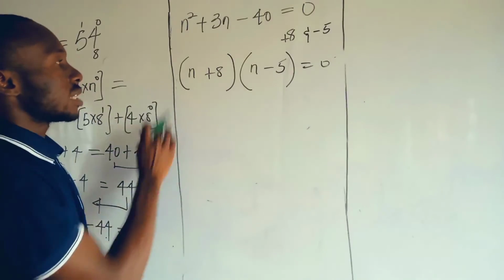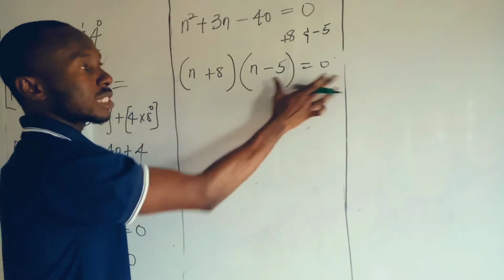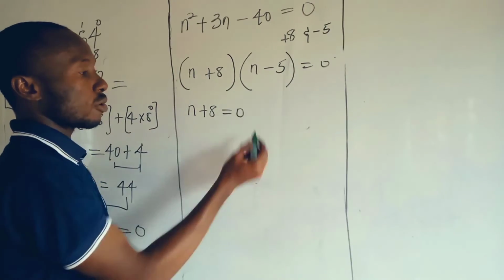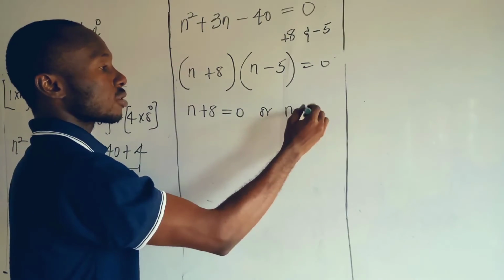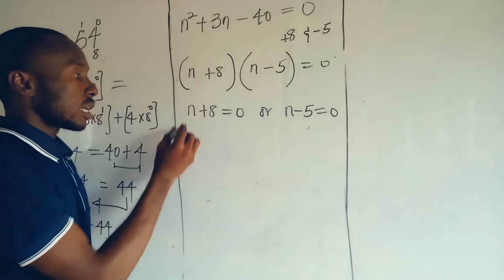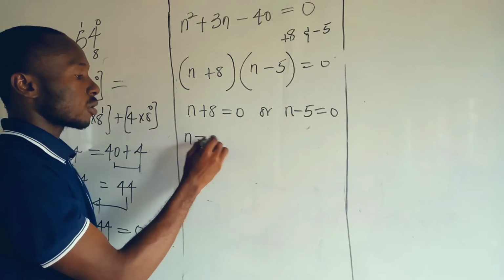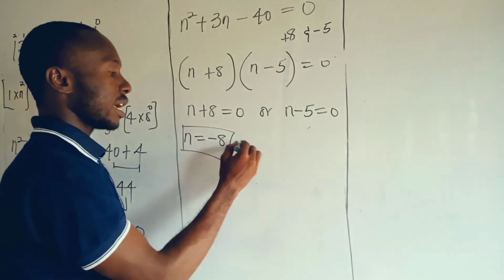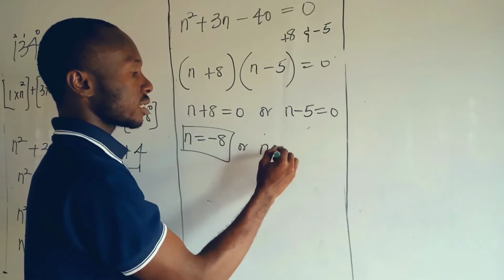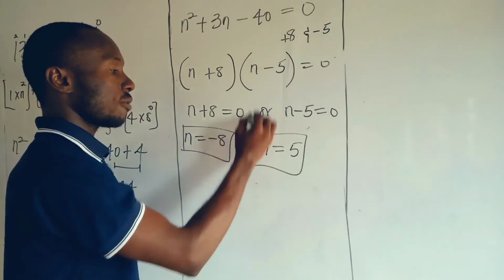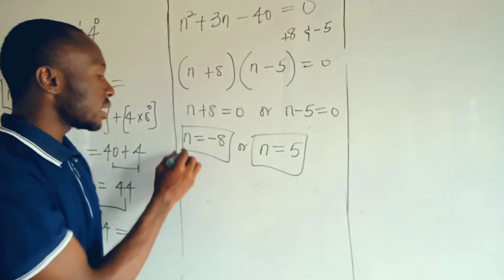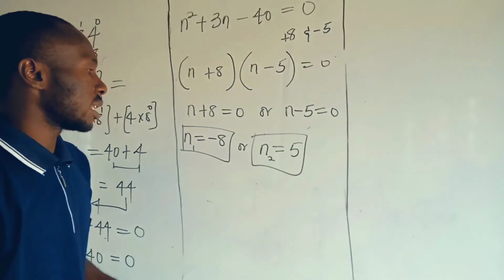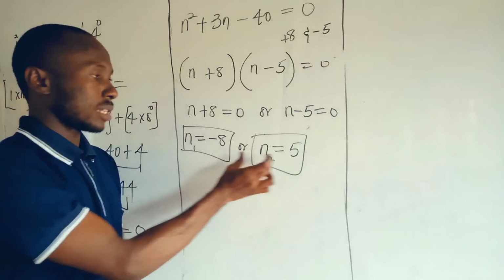Okay, so the next thing you want to do is to equate each of these factors to 0. So you have n plus 8 is equal to 0, or n minus 5 is equal to 0. Now from here, n is equal to minus 8. This is our first value for n. And here we have n is equal to 5. This is our second value for n. You can call this n1 and n2 if you want to. Now you can see that we have minus 8 and 5.